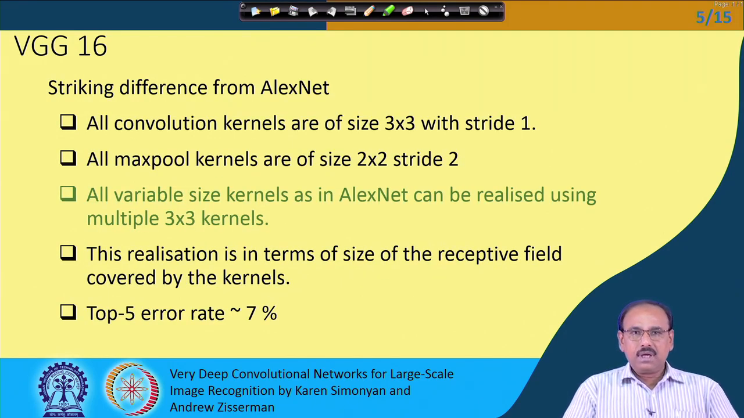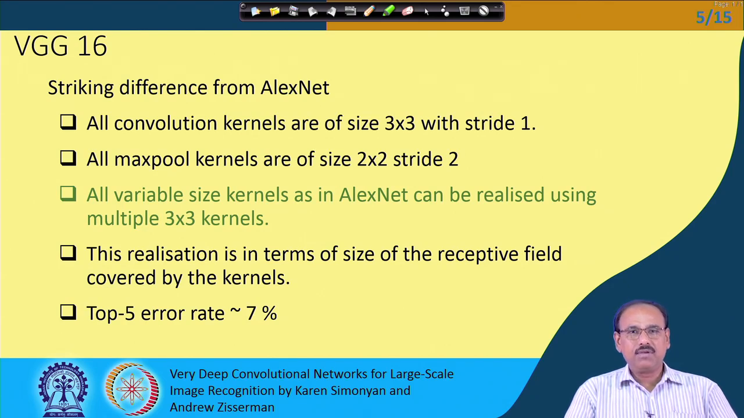Now, if you try to see what is the difference between this VGG16 architecture and the AlexNet architecture that we have discussed earlier. As we have seen, AlexNet uses convolution kernels of different sizes. There are convolution kernels of size 11 by 11, there are convolution kernels of size 5 by 5, there are convolution kernels of size 3 by 3.